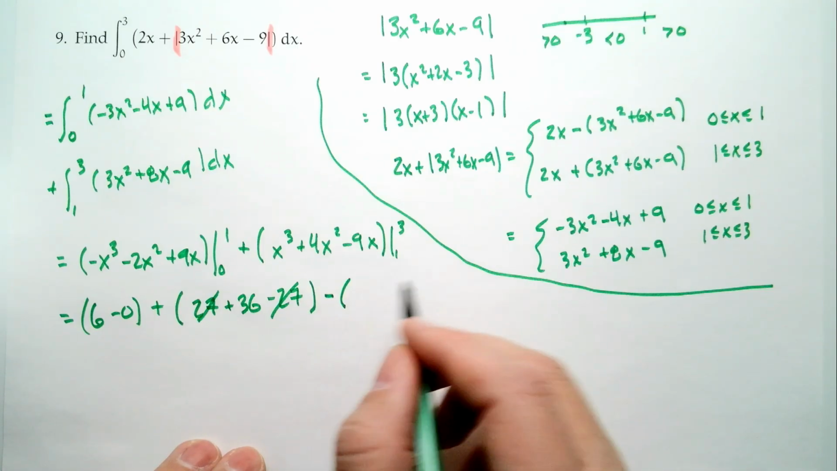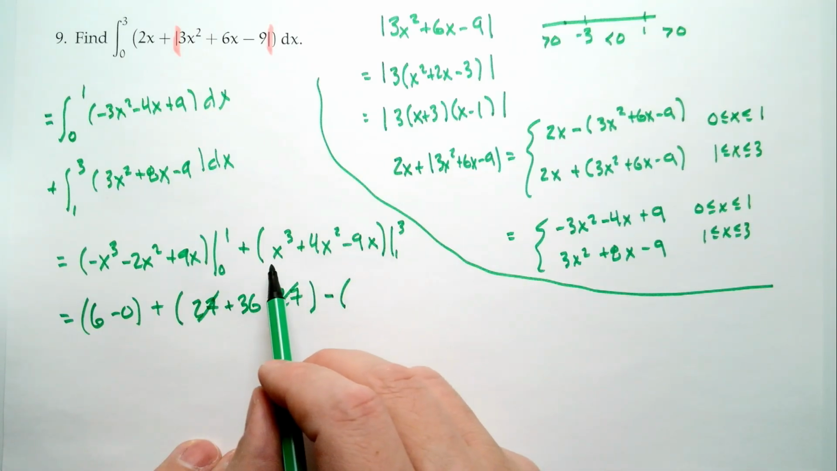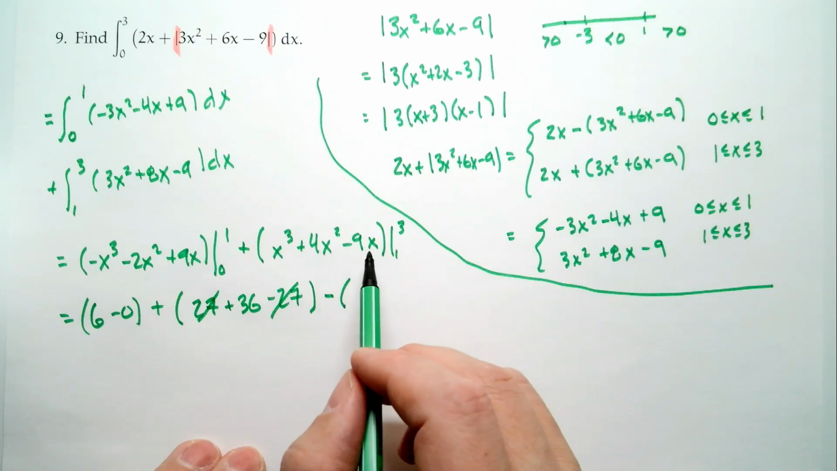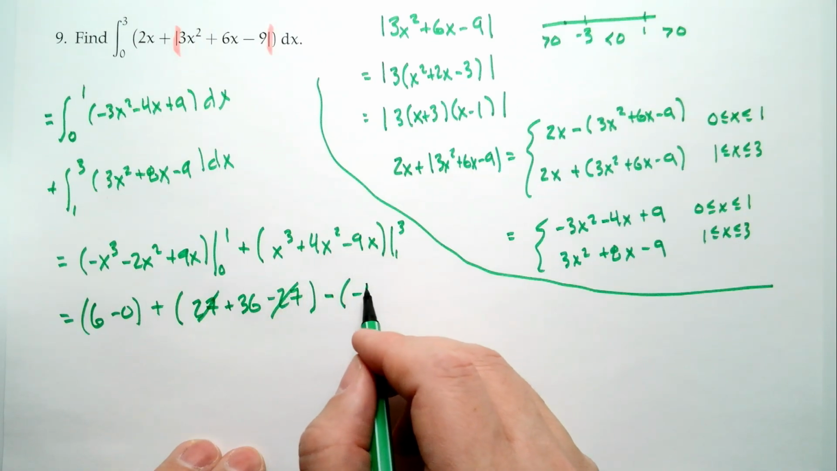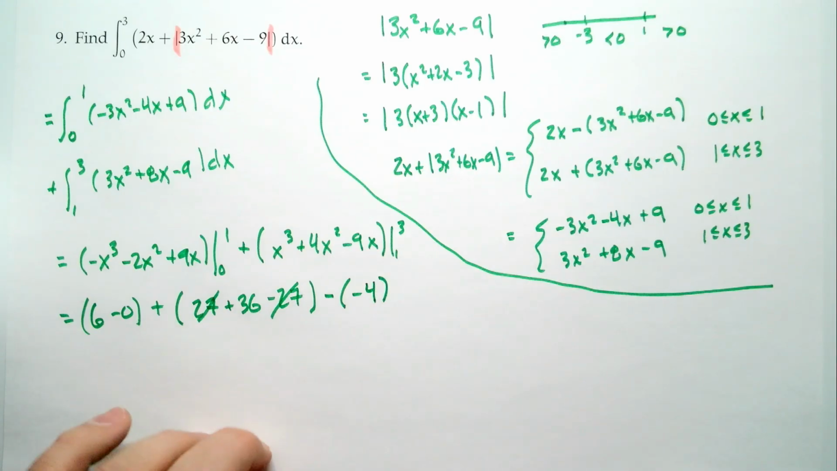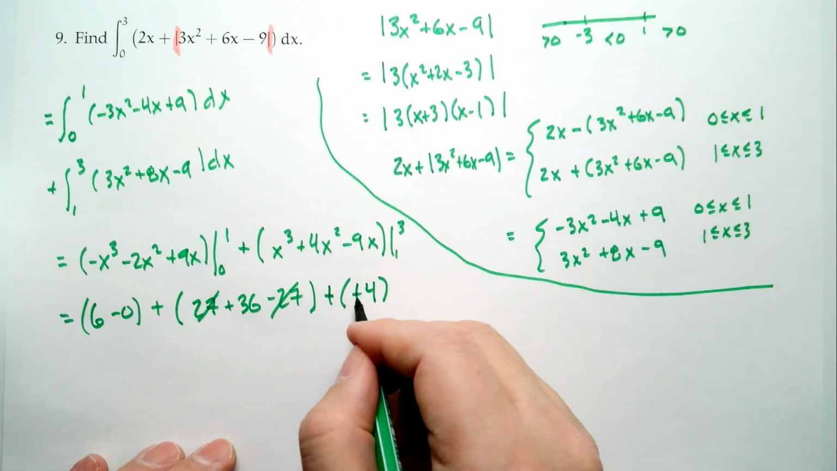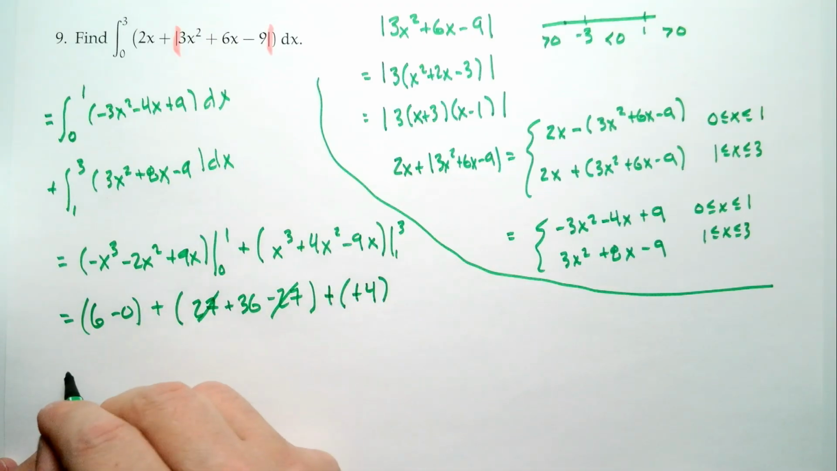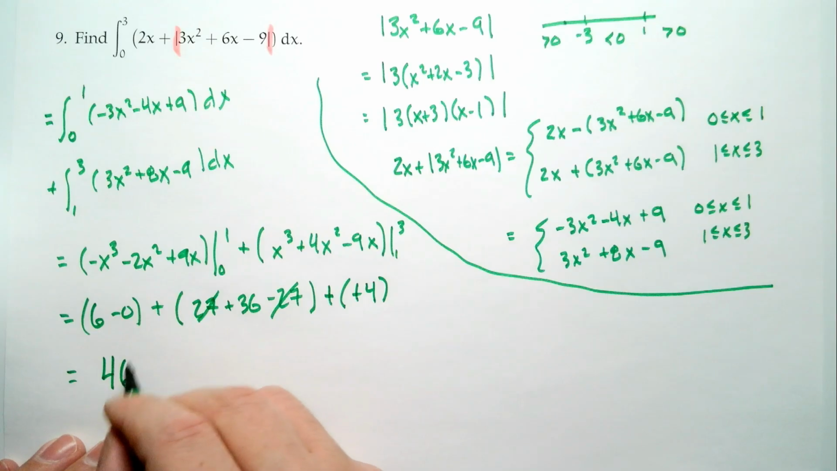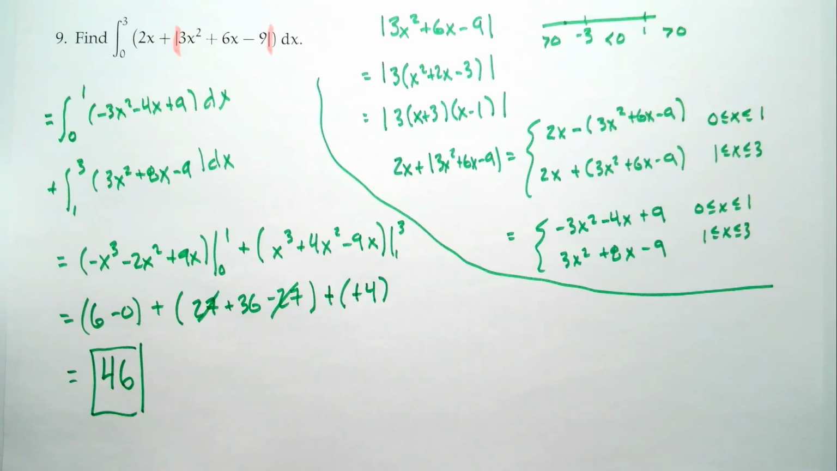Well, subtract, plug in 1. That's 1 plus 4 minus 9. So that's 5 minus 9, which is negative 4. So minus minus makes this into a plus. So we get 36 plus 4, which is 40, plus 6 more. That gives us a final answer of 46. And there we go.